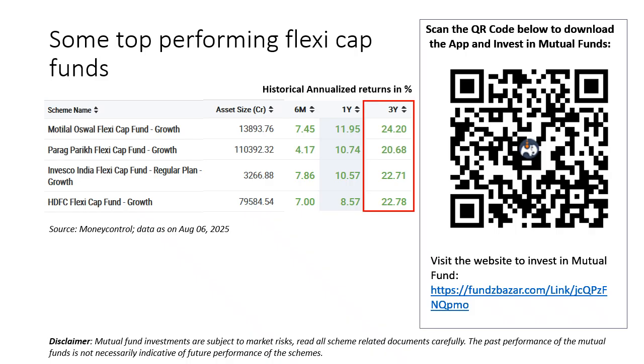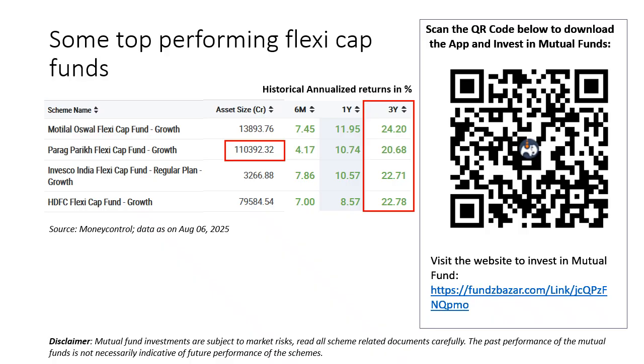Look at their 3 year returns, right? So it ranges from, say, 20.68 for Parag Parikh to 24.2 for Motilal Oswal. Another important point to highlight here is that look at this AUM, which is assets under management for Parag Parikh FlexiCap Fund. It is well over 1 lakh 10,000 CR. So that is the amount of money which is invested, or rather, that is the current valuation of the money that was invested in this FlexiCap fund over the years.